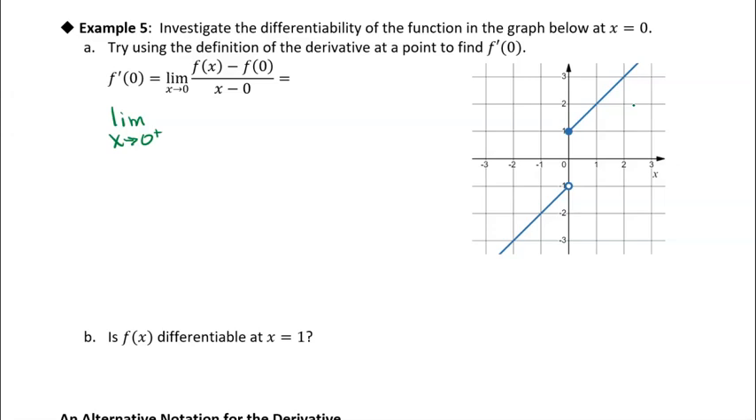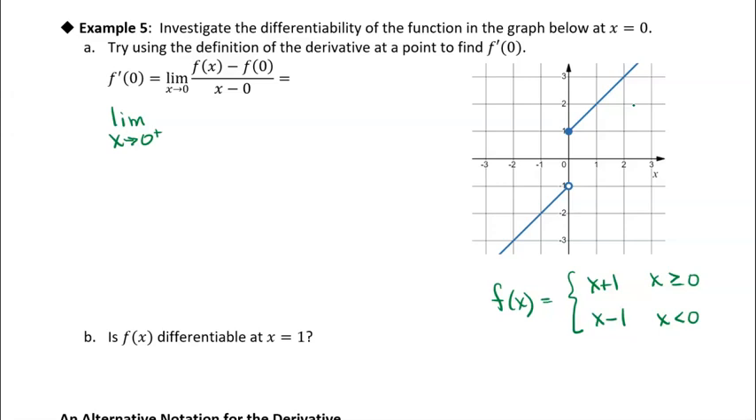Now, I could write a formula for this function f of x. I'd have to use a piecewise definition, but I could say, when x is greater than or equal to 0, the slope is 1 and the y-intercept is 1. So it looks like that would be x plus 1. Our formula would be x plus 1 for x greater than or equal to 0. Now, for x less than 0, again it has a slope of 1, but the y-intercept is negative 1. So x minus 1 would be our formula.